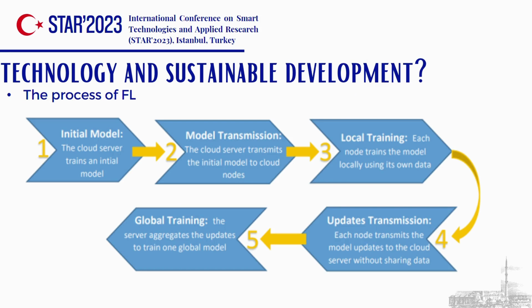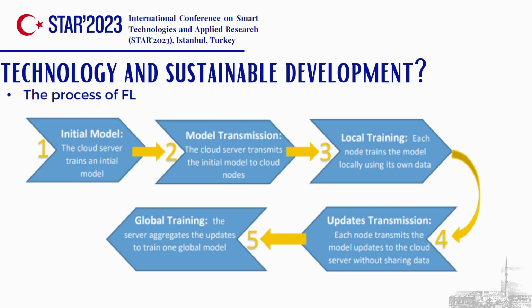Now let's discover the process of federated learning. It mainly goes in 5 main steps. So first, there is the initial model that is built in the cloud server. So it trains an initial model. Then we have the model transmission. So the cloud server transmits the initial model to cloud nodes, which are the devices.